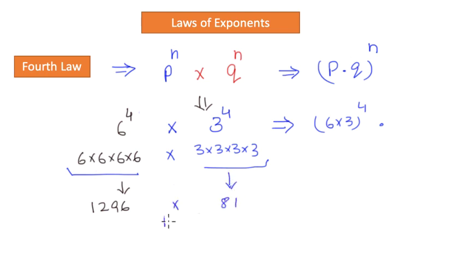So now all I'm supposed to do is find the product of these two numbers, and that happens to be 104976. On the other hand, if I were to expand the net result that I obtained in this step, this becomes 18 to the power 4, right?